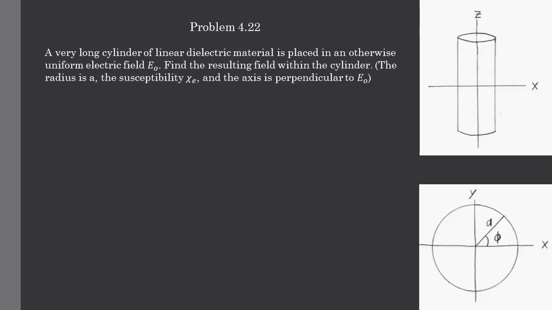A very long cylinder of linear dielectric material is placed in otherwise uniform electric field E0. Find the resulting field within the cylinder, given that the radius is a, the susceptibility is chi-e, and the axis is perpendicular to E0.